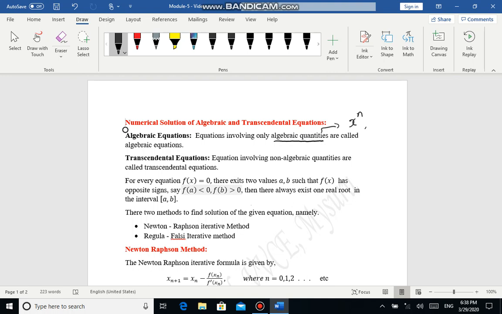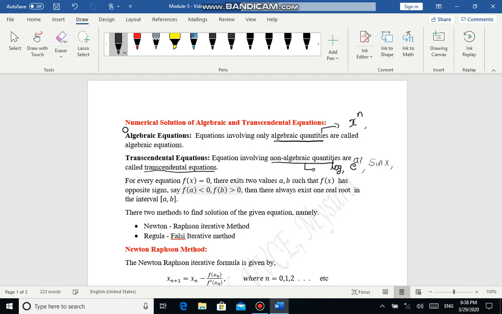Similarly, an equation involving non-algebraic quantities is called a transcendental equation. Another name for a transcendental equation is a non-algebraic equation. So what are non-algebraic quantities? Non-algebraic quantities are nothing but logarithmic functions, exponential functions, and trigonometric functions, meaning sin x, cos x, tan x, anything, etc.